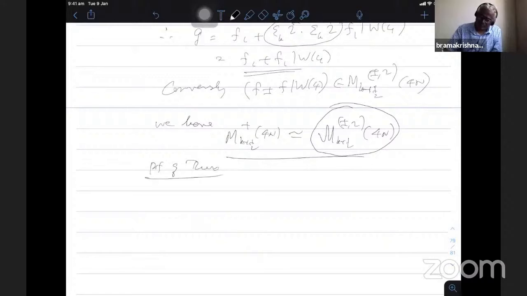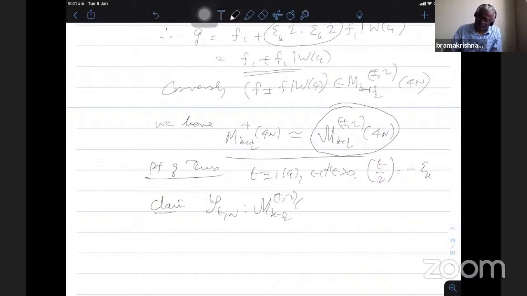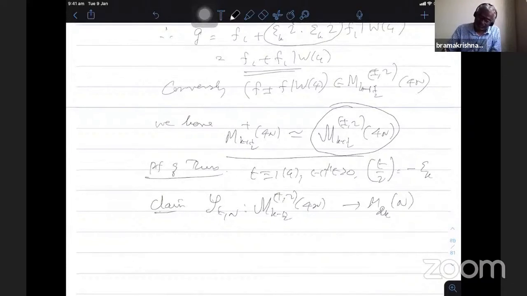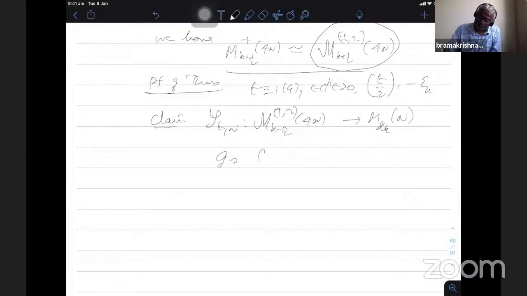So the setup is T congruent to 1 mod 4, minus 1 power k T positive. T by 2 is, I assume the plus, and then the minus is obvious, epsilon_k. So that means I have to show the plus 2 eigenspace maps. So the claim is that S_{T,N} takes M_{k+1/2} plus 2 4M to M_{2k}(M). That's what you have to show. Now let G be equal to f plus f bar W4, where f belongs to M_{k+1/2} plus 4M.